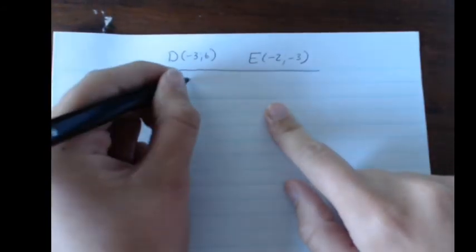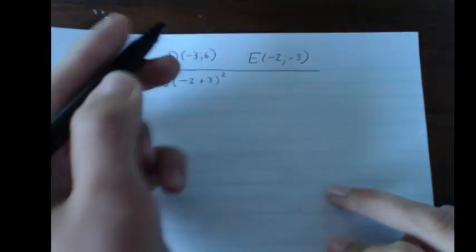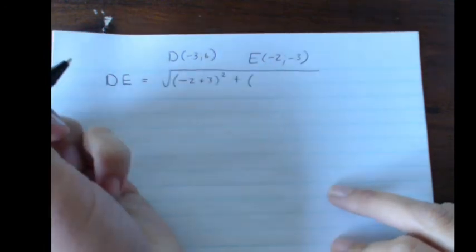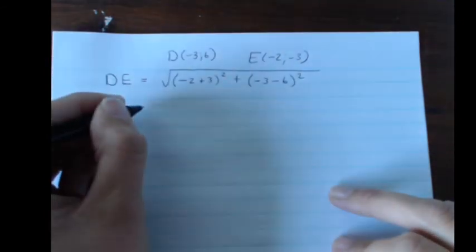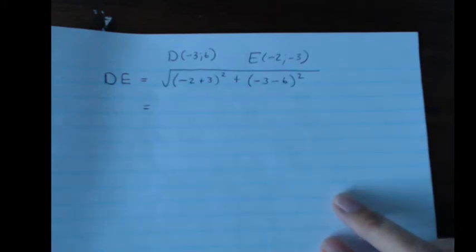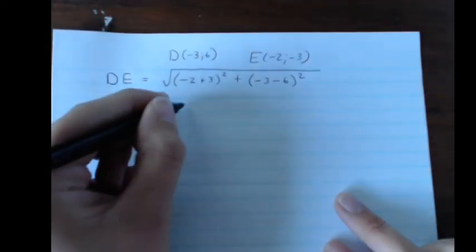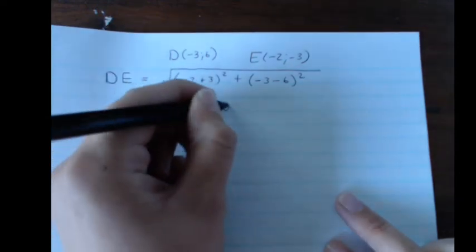So I have -2 plus 3, squared, that should be -3 minus -3, and then -3 minus 6, squared. Alright, and then if I type that into my calculator quickly, -2 plus 3 squared plus -3 minus 6 squared, I get 9.055, which I can round to 9.06 units.